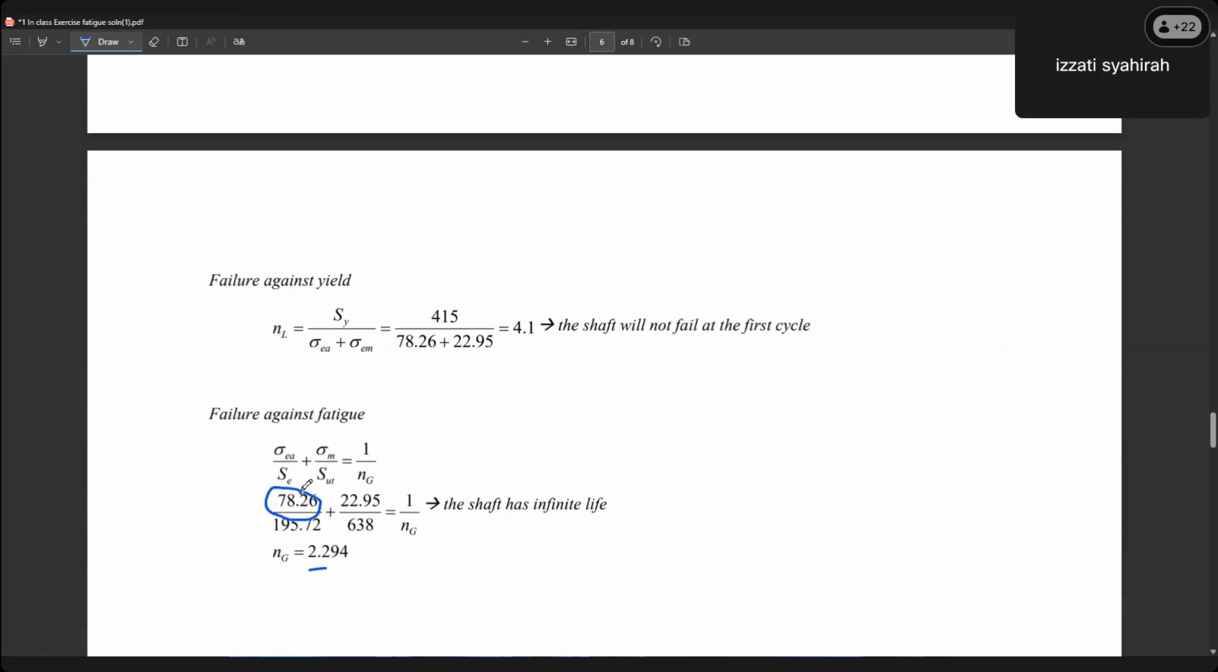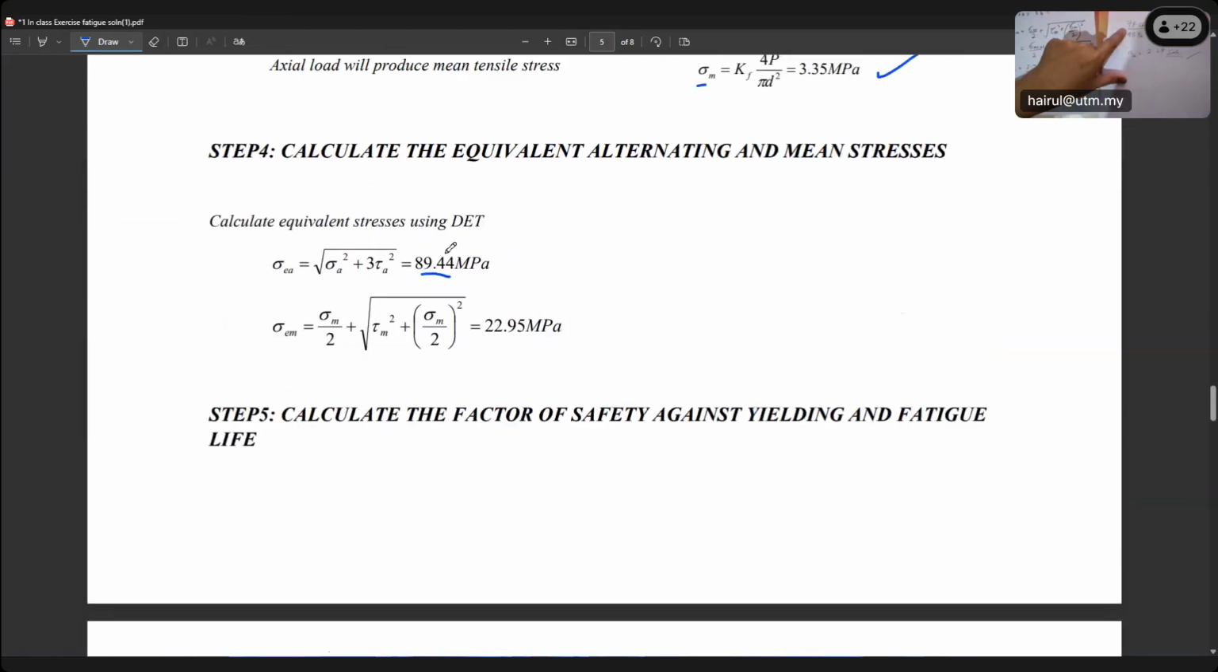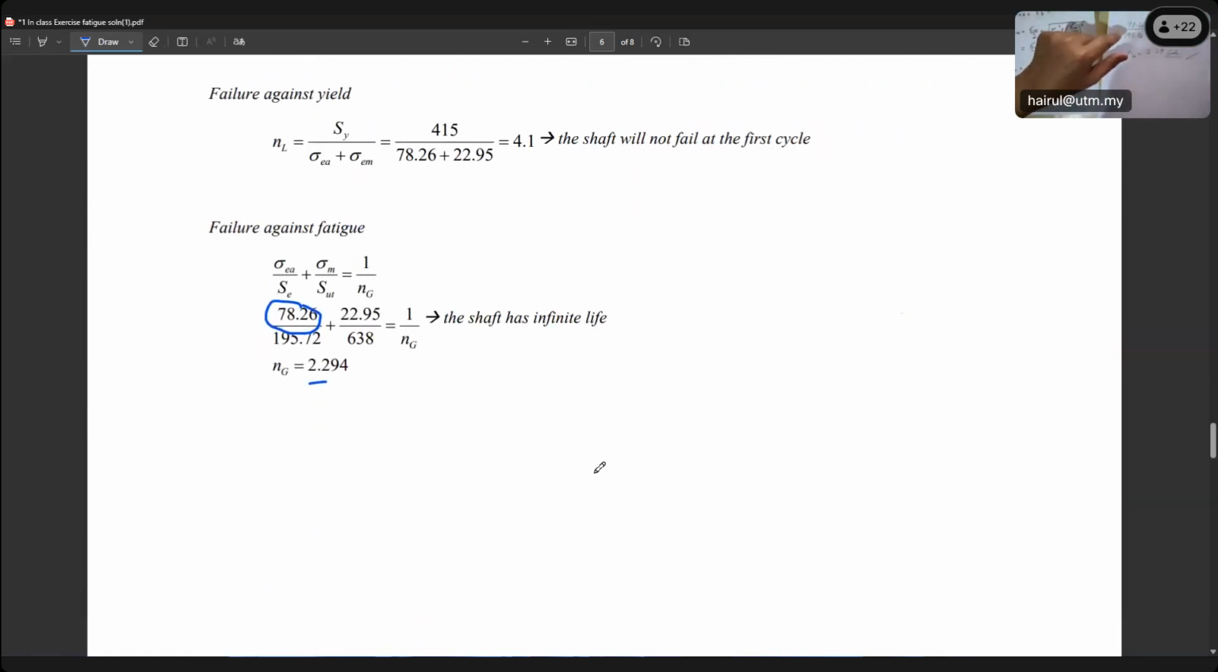Here the solution put 78.26, can you see? Here is a typo, it is wrong. This should be 78.26, so what I did is correct. He wrongly put it. Right, class? You understand what I'm talking about? So it means safe. Understand, class?